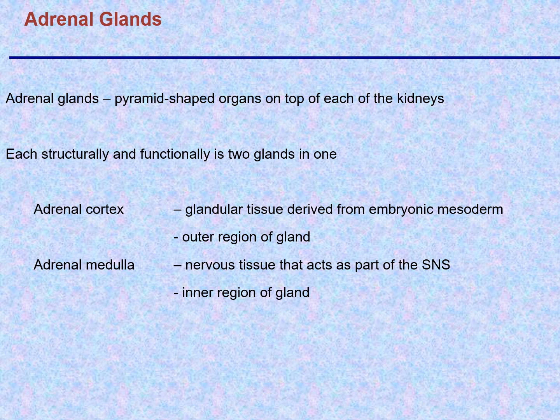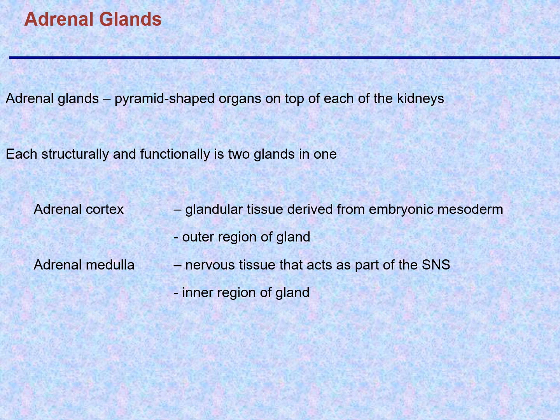The adrenal glands sit on top of each of the kidneys, so there's two of them, and they are both structurally and functionally actually two glands in one. The outer part is called the cortex, the adrenal cortex, and the inner part is called the adrenal medulla.